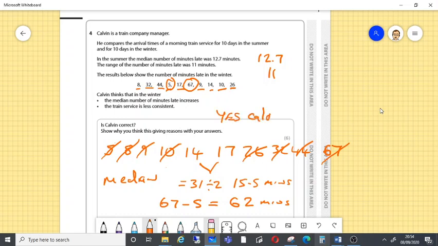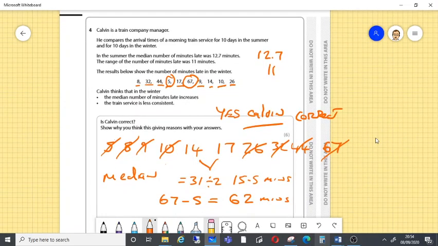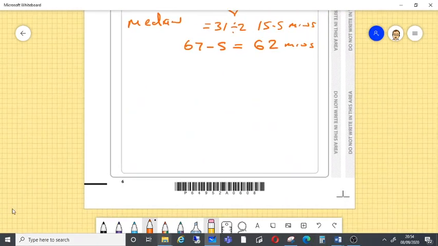And I think that is the end of this paper. I will just check. Let me see. Yep, I think it is.